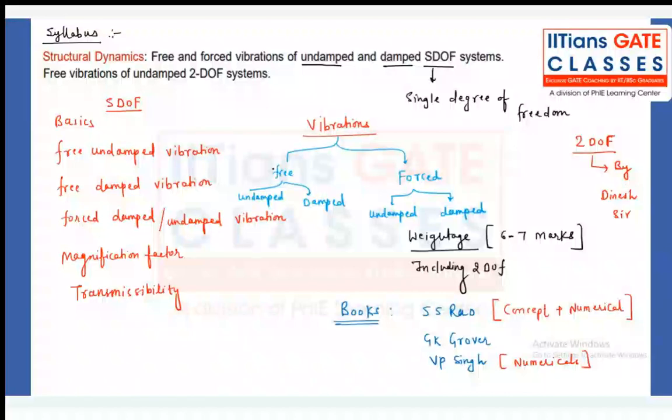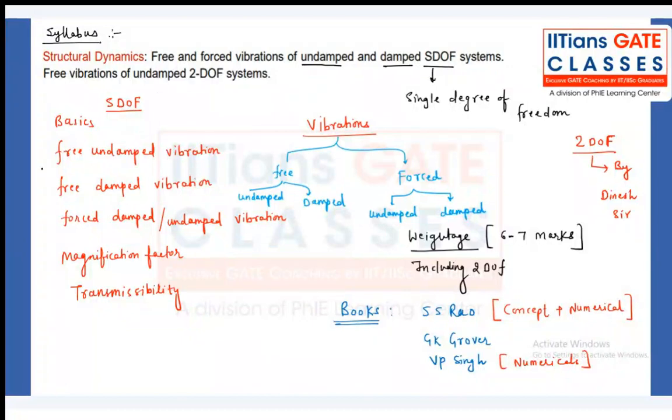Under these vibrations, if you categorize the vibration, we have two types generally. One is free vibration, the other is forced vibration. Under free vibration, we have undamped free vibration and damped free vibration. Under forced vibration, we have undamped forced vibration and damped forced vibration, right? If you talk about the weightage, we have around 6 to 7 marks, including 2 degrees of freedom, right?